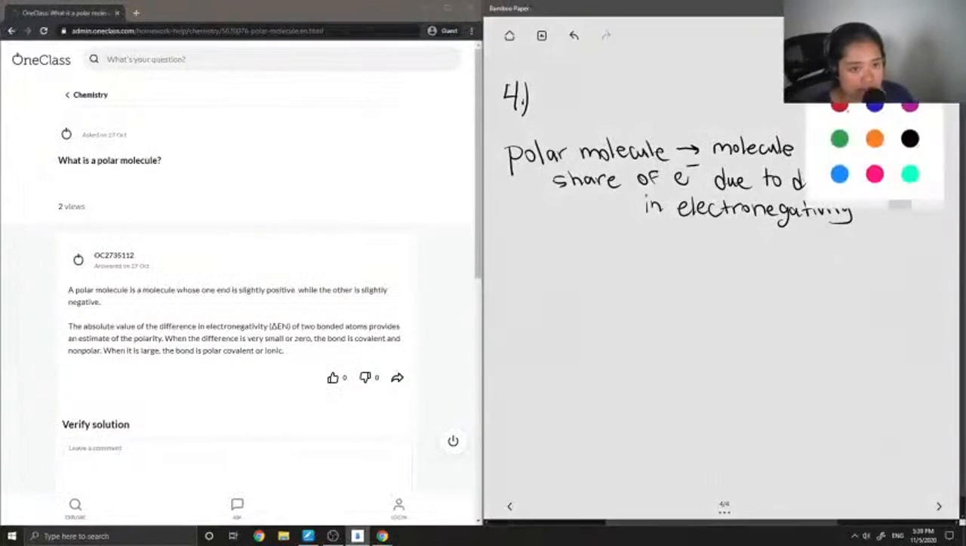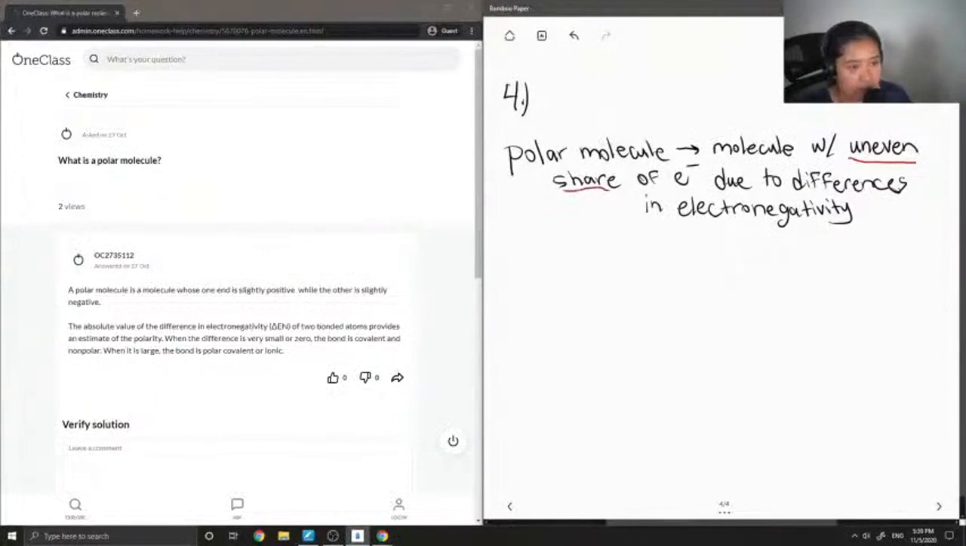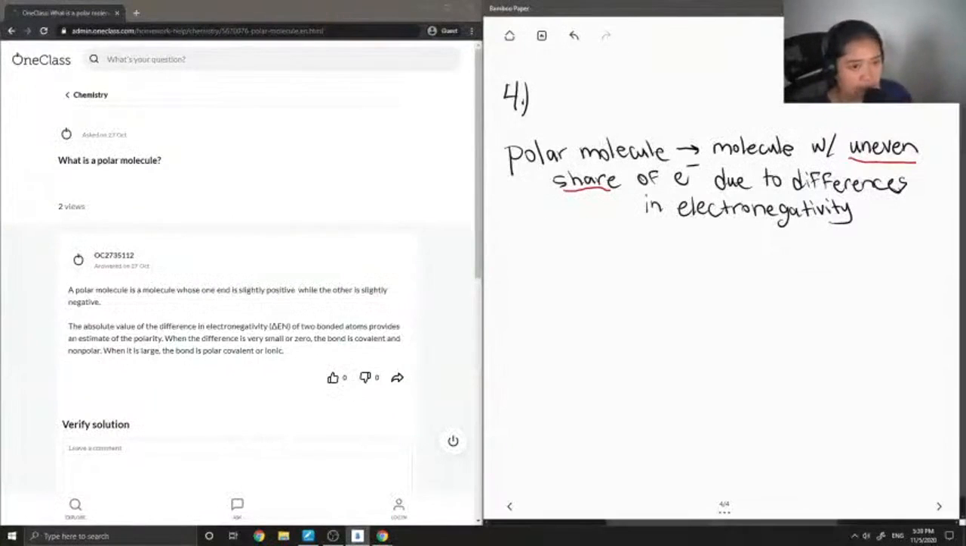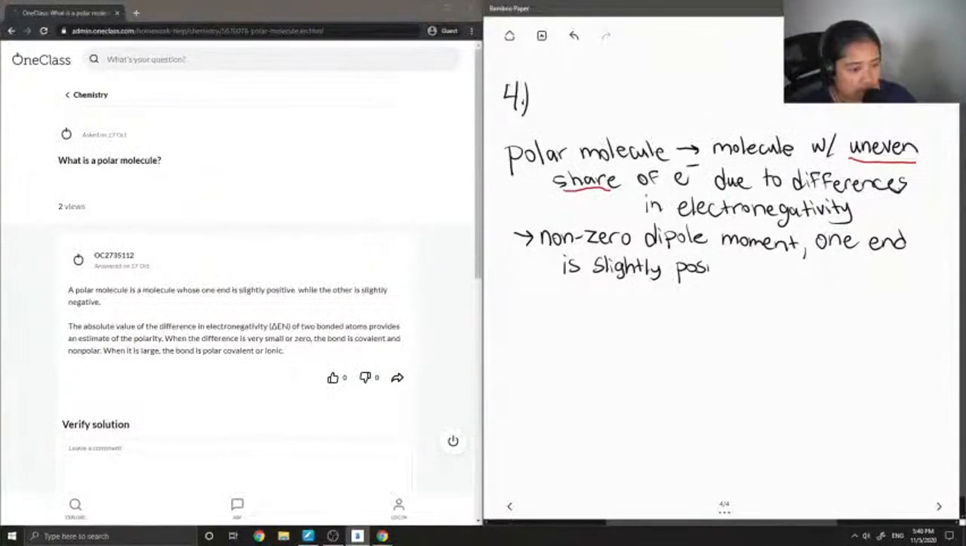So the key idea in this definition is that it is an uneven share of electrons due to differences in electronegativity. So let me give an example. I should also add that polar molecules have a non-zero dipole moment. This will make more sense when I write out an example. A non-zero dipole moment just means that one end is slightly positive and the other end is slightly negative.